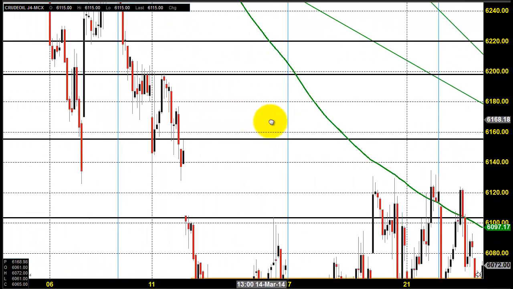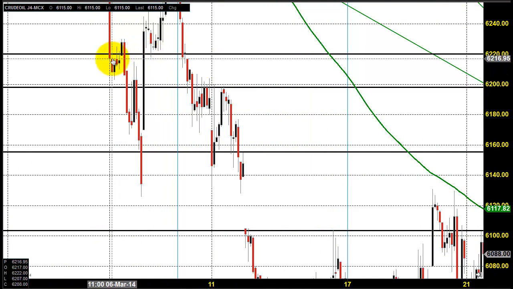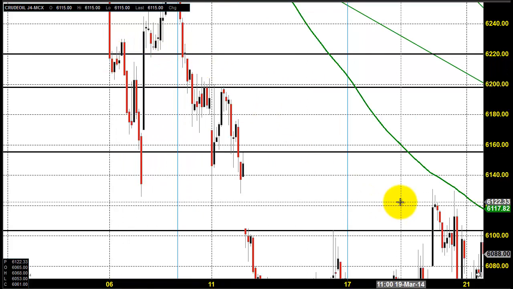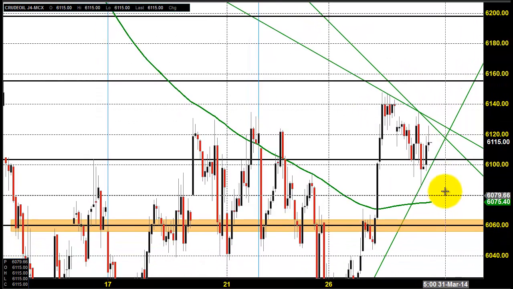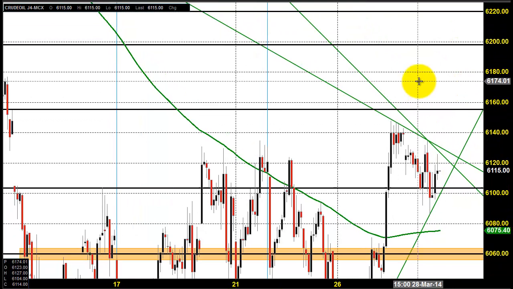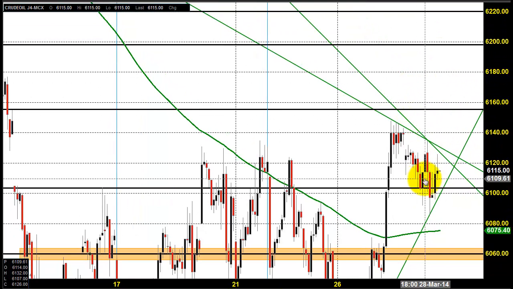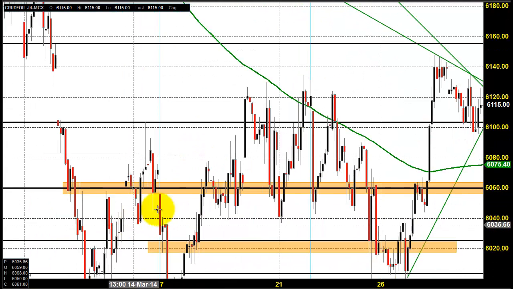Why are we targeting 6220? You know that this acted as a resistance, so the price should move and test the next target zone, which is going to be 6220. I had also drawn a downtrend line, because we cannot be very sure when the price is giving a retracement like this.